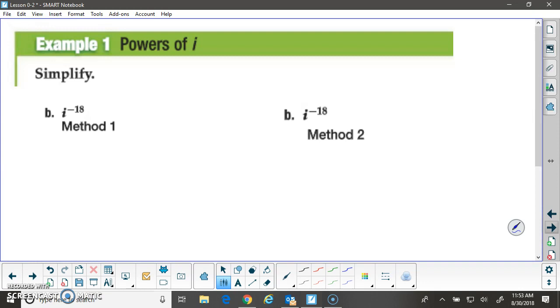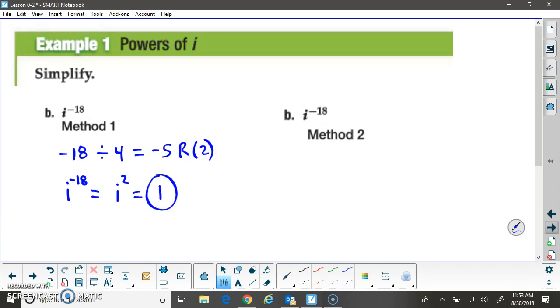Example 1, part B, has the same kind of problem, but this time our exponent is negative. If we took the negative 18 and divided by 4, that would give us negative 5 with a remainder of positive 2, because negative 5 times positive 4 is equal to negative 20, and so we have a positive 2 remainder. And so i to the negative 18th is equivalent to i to the second, which simplifies down into 1.